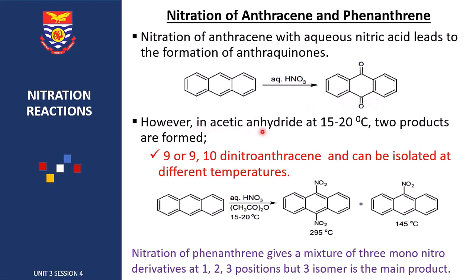However, in acetic anhydride at 15 to 20 degrees Celsius, two products are formed. When you do your nitration with nitric acid in the presence of acetic anhydride at 15 to 20 degrees Celsius, you form two different products, product A and product B. Please, let's take note of these two products that are produced in the nitration of anthracene.